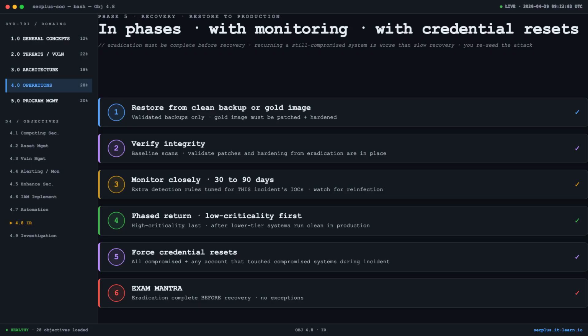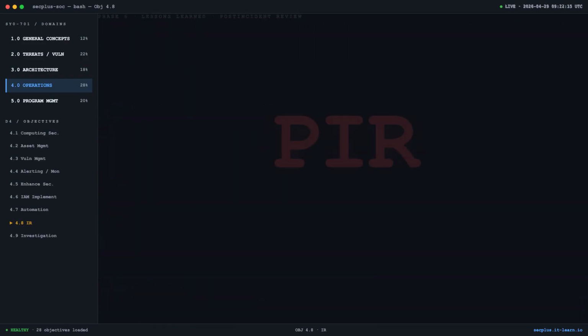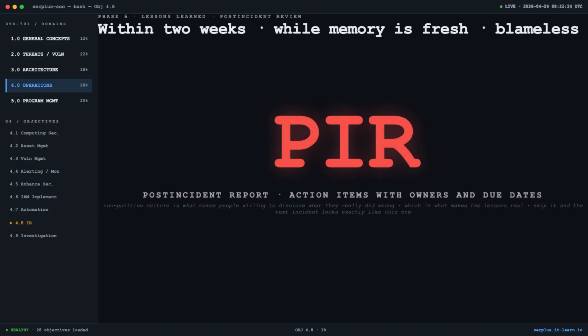Phase 6. Lessons learned. Post-incident review. Held within 2 weeks of incident closure while memory is fresh. Produces a post-incident report called PIR. Topics: what happened, timeline, root cause, what was done well, what should improve, action items with owners and due dates. Action items feed back into the IR plan, tool purchases, training, policy changes, detection, rule updates.